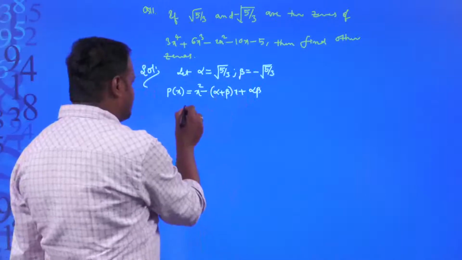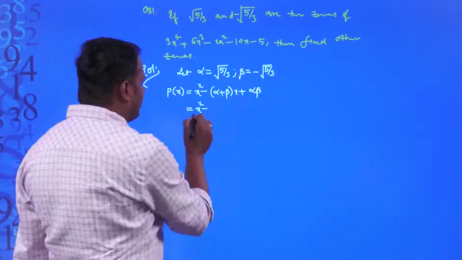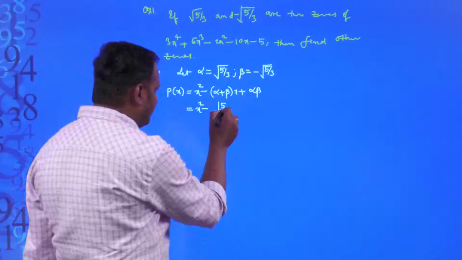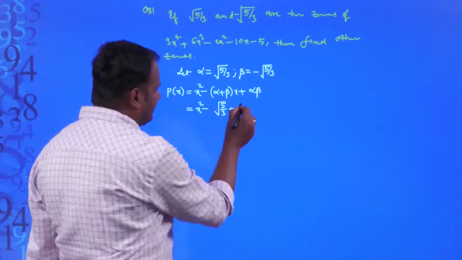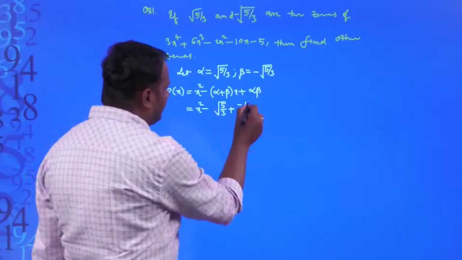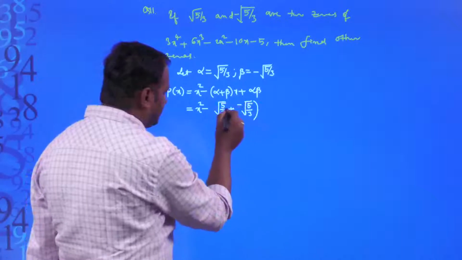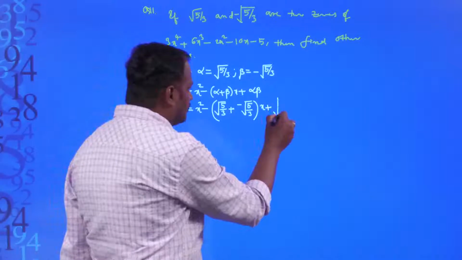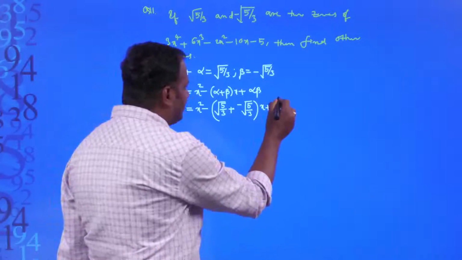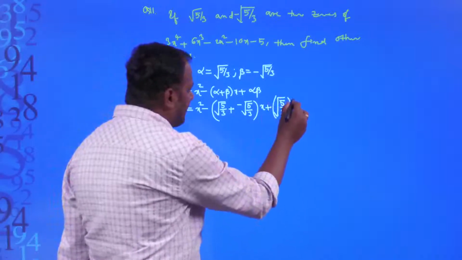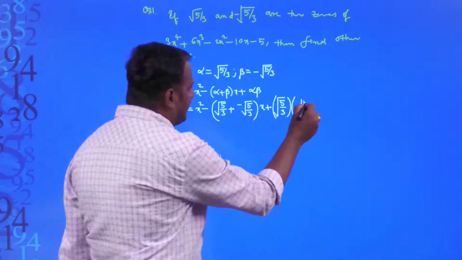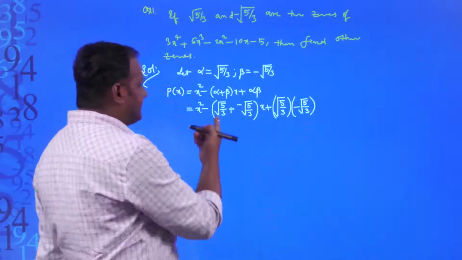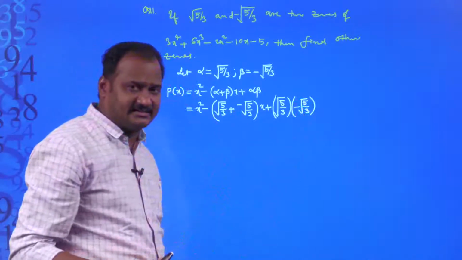Substitute those values, which is going to be x square minus (alpha plus beta, that is root 5 divided by 3 plus minus root 5 divided by 3) into x plus alpha into beta. Alpha into beta is equal to root 5 divided by 3 into minus root 5 divided by 3. Okay. If you simplify this, see here root 5 by 3 minus root 5 by 3 will get cancelled, then you will get 0.